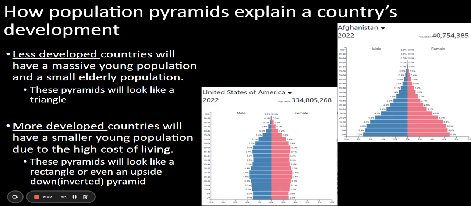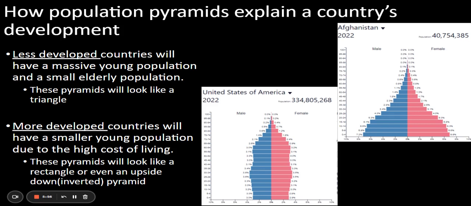So for the less developed countries, they have less technology, less medicine, and also less birth control. This is going to result in a massive young population. Now, the lack of medicine and lack of trained doctors is going to result in a high death rate. People are just going to die from diarrhea. You laugh, but it's true. Cholera. That's a nicer way of saying it.